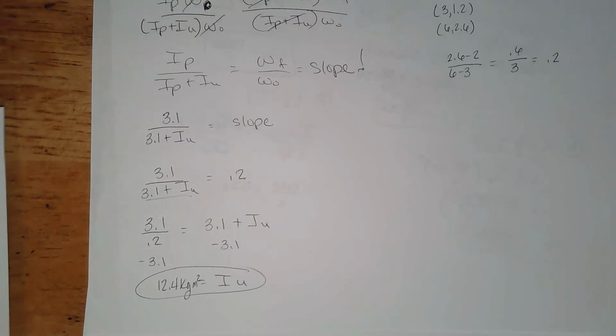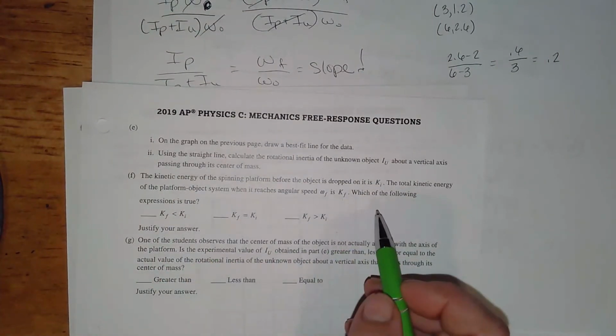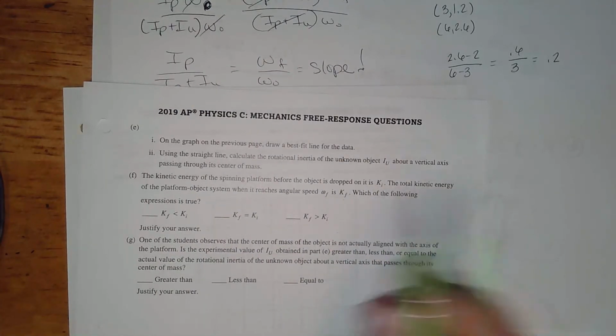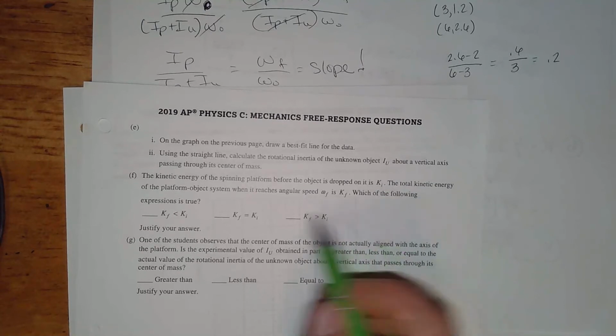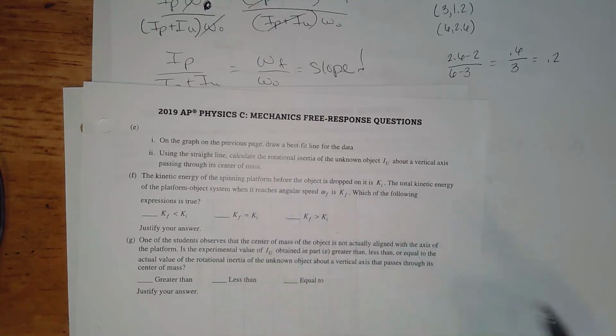All right. Now, these are checkbox questions. We like checkbox questions here. The kinetic energy of the spinning platform before it is dropped is K initial. The total kinetic energy after it reaches the angular speed is K final. What is true about K final and K initial? Is one bigger than the other, or are they the same?